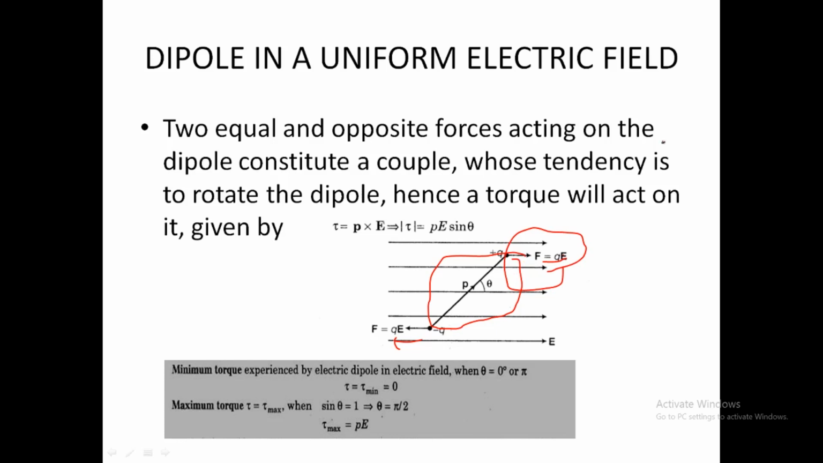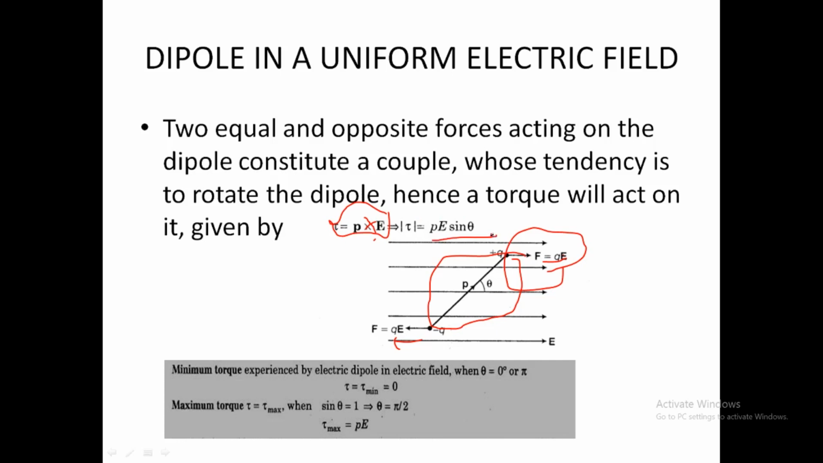The torque can be calculated using the formula tau equals P cross E. It's not just a multiplication, it's a cross, a vector notation, a vector product, P cross E. On further simplification, P cross E is P E sin theta.